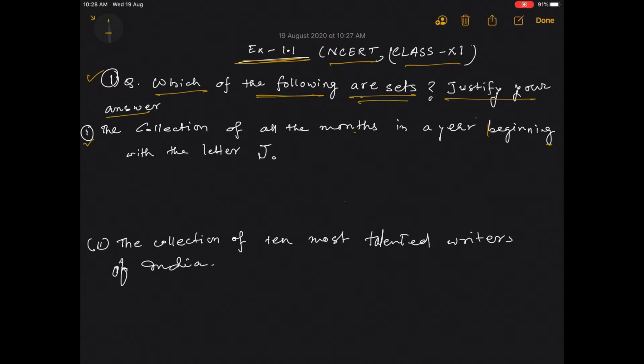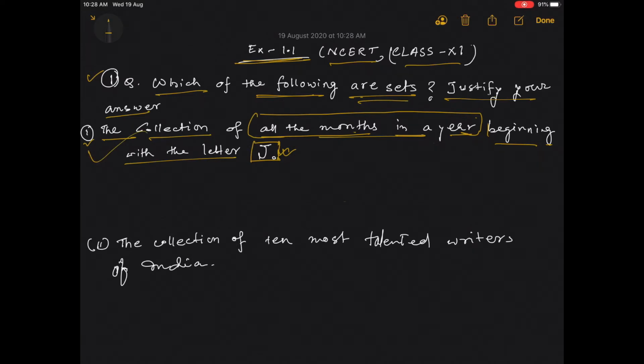Let me see the first collection: the collection of all months in a year beginning with the letter J. It is obviously a set because all the months in a year beginning with the letter J are always well defined. You can distinctly identify the months in a year which begin with the letter J. So you can easily identify them. That's why this collection is well defined and hence it is a set.